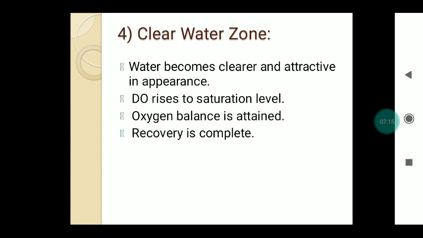And the last zone is nothing but the clear water zone. The water becomes clear and attractive in appearance. In this zone, dissolved oxygen rises to the saturation level, that is, 100% DO is present, and oxygen balance is achieved in the clear water zone. And this is the complete recovery, and this is the complete process of self purification of a natural stream.